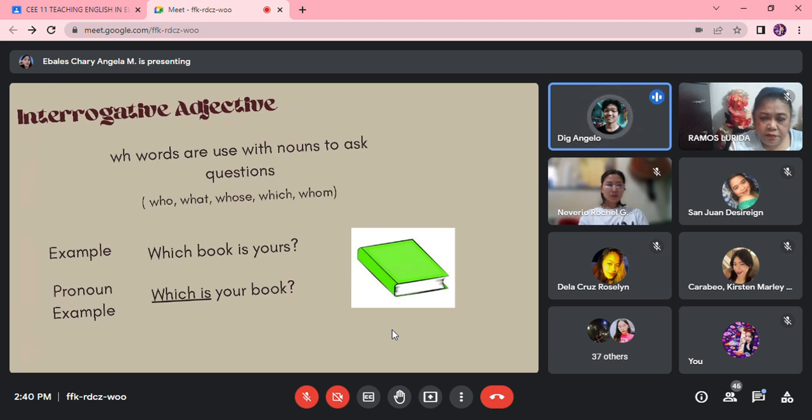So, which is your book? So now the word is used instead of a noun, so it is a pronoun. And in the above example, the noun book is used, so it is an adjective. So now you understood the difference between the two. Now let's take a look into the sixth and final type of adjective, which is the possessive adjective.